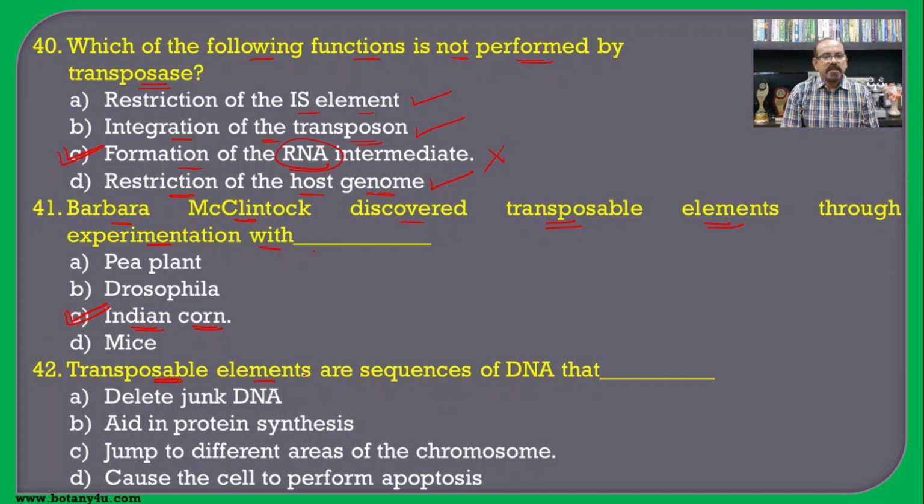Then transposable elements are sequences of DNA. So if we see the transposable elements, then delete junk DNA is the wrong one. Aid in protein synthesis, that is wrong one. Jump to different areas of the chromosome, this is correct one, and hence it is known as the jumping genes. Then cause the cell to perform apoptosis, this is not the function of the transposable element, and hence C is the correct answer.